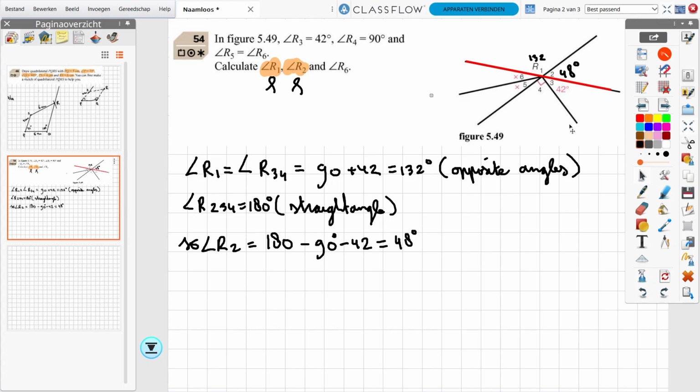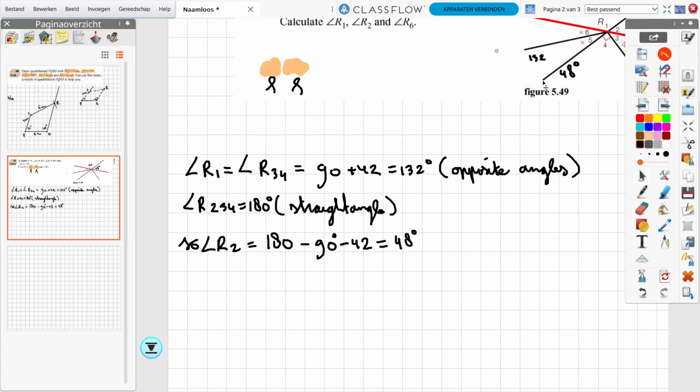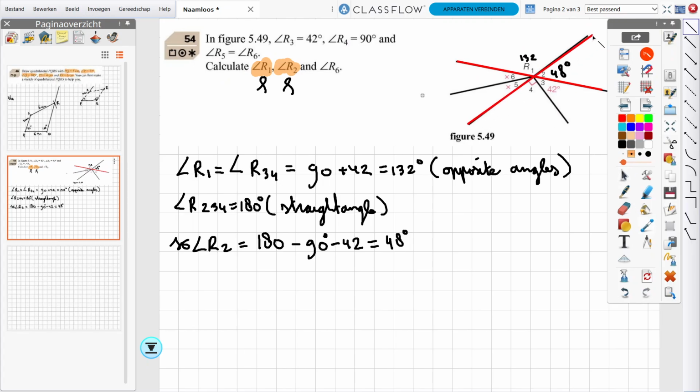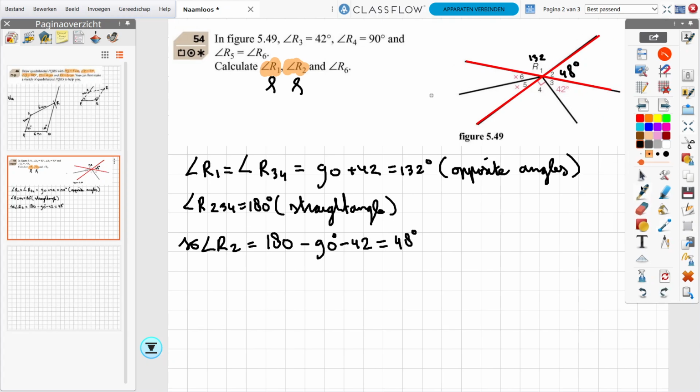So we're not going to take a look at angle R6 alone. We're going to take a look at angle R5/6, and that is the same as angle R2. So angle R5/6 is the same as angle R2 because they are opposite angles. I would first write it down like this, 48 degrees, and then say opposite angle.